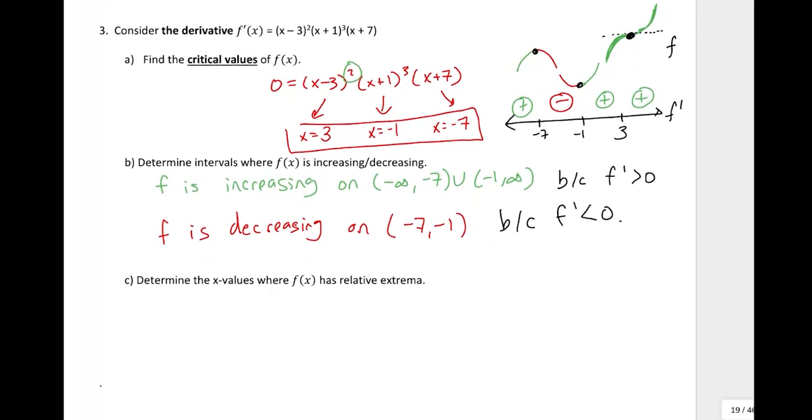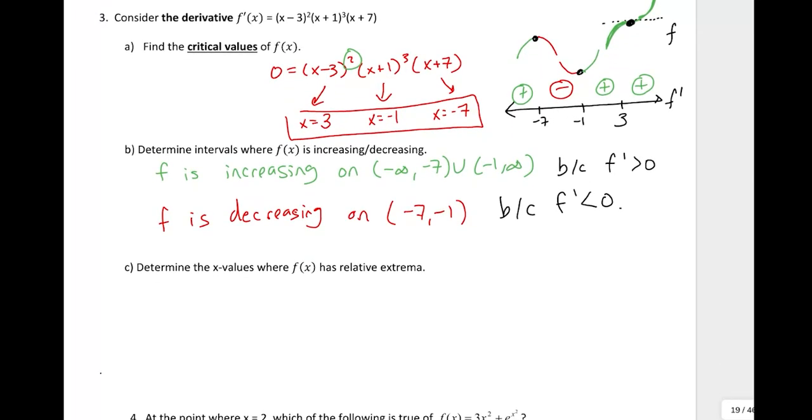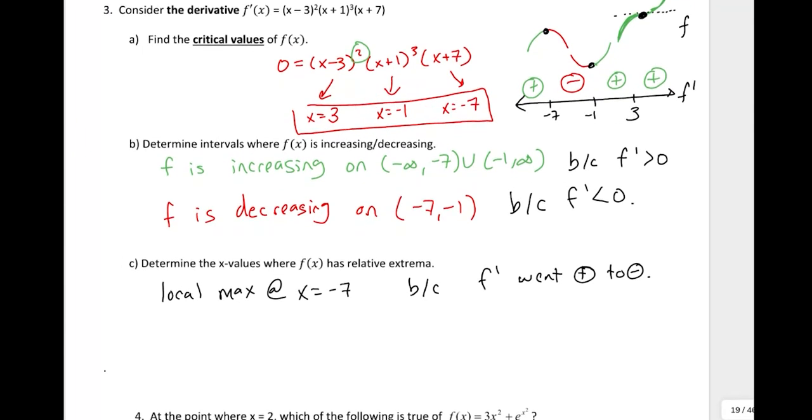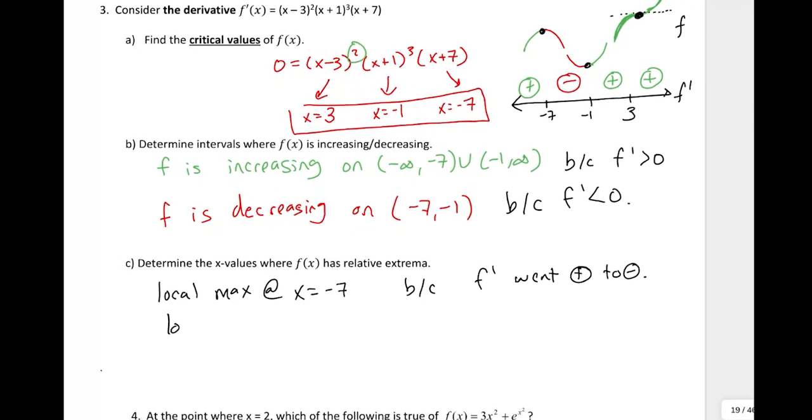We already kind of talked about this a little bit, but didn't write it down. We've got a local maximum at x equals -7 because the slope, or f prime, went from being positive to negative. I'm just trying to fit everything on here. A local minimum at x equals -1 because f prime went from being negative to positive.